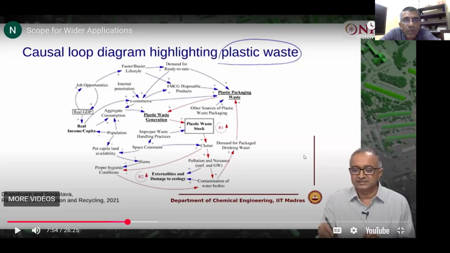Okay. So contamination of water bodies. More contamination, more demand for packaged water. So there's a plus here. That means more packaging waste. That means more waste generation, and so on. If you multiply the signs all the way around, you will have a reinforcing positive loop. Okay.